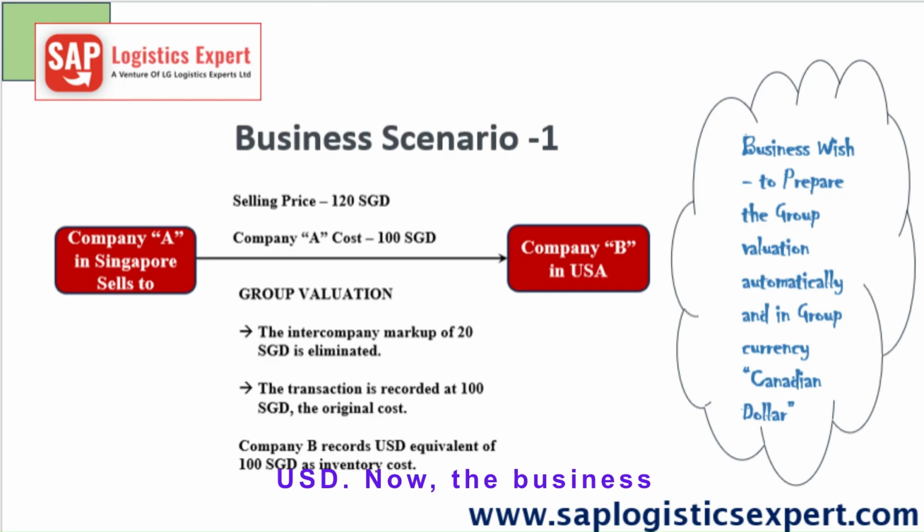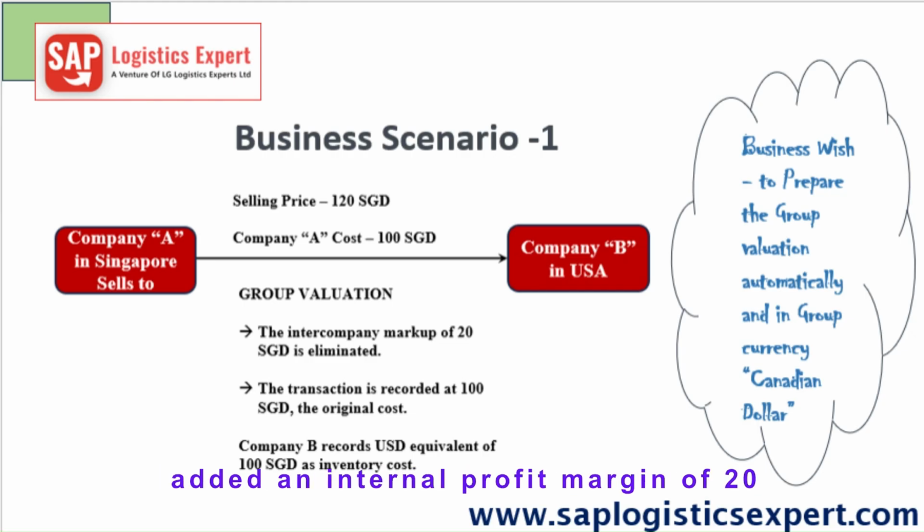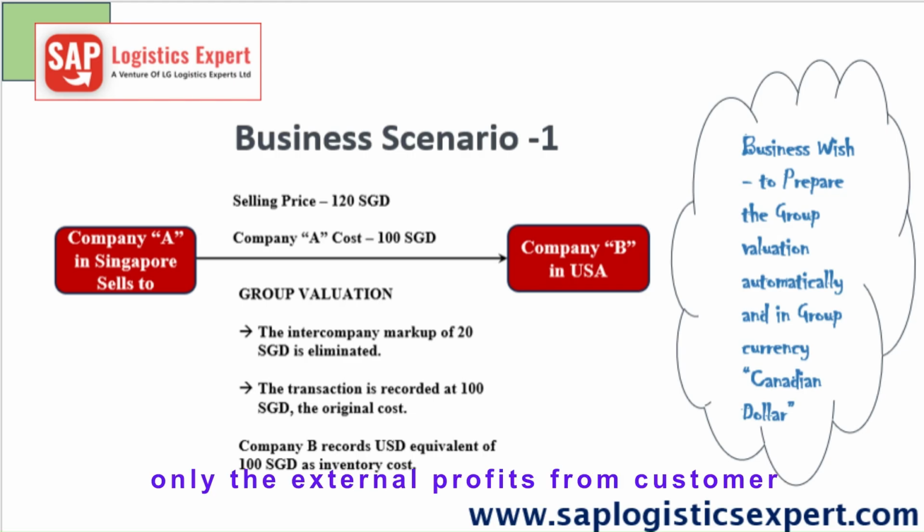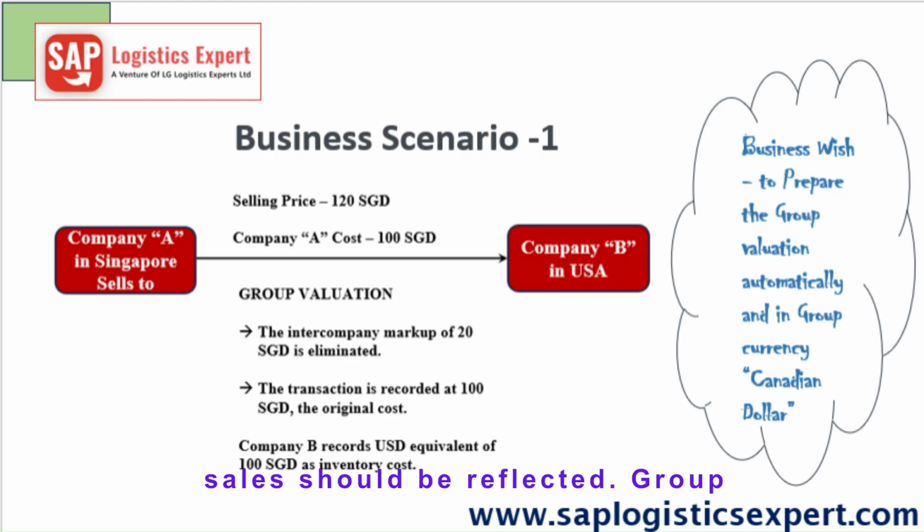Now, the business has two key requirements. Group valuation for accurate reporting. For group financial statements, internal profits must be eliminated. For example, if the Singapore company added an internal profit margin of 20 SGD, this should not appear in the consolidated accounts. Instead, only the external profits from customer sales should be reflected.